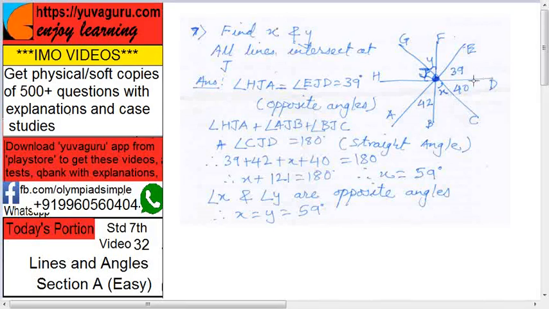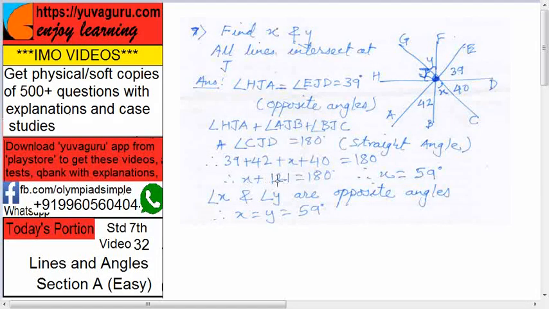Getting it? So how do we find the sum then? HJA, this angle, plus AJB, this angle, plus BJC, this angle, plus CJD, this angle. These four angles total will be 180 degrees because HD is a straight line. Now you know three of them. Write each one: 39, 42, X and 40. The total is 180. So add them: 121.